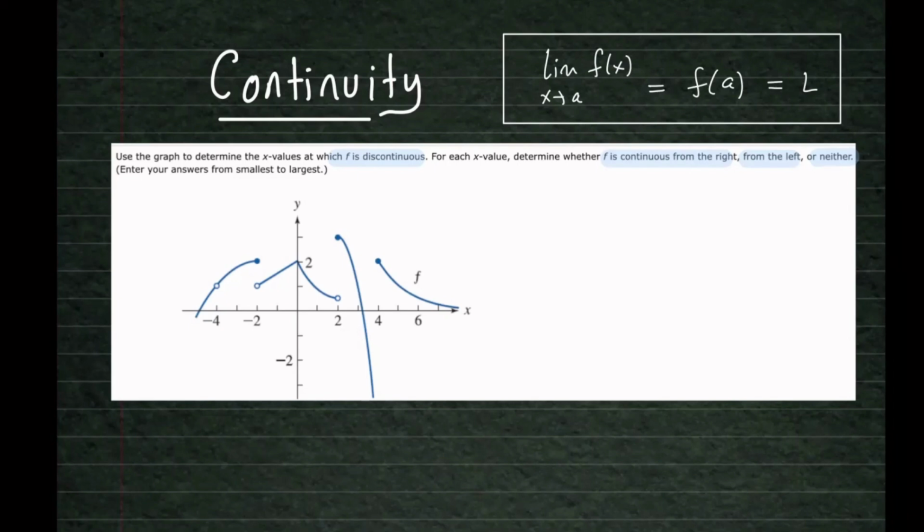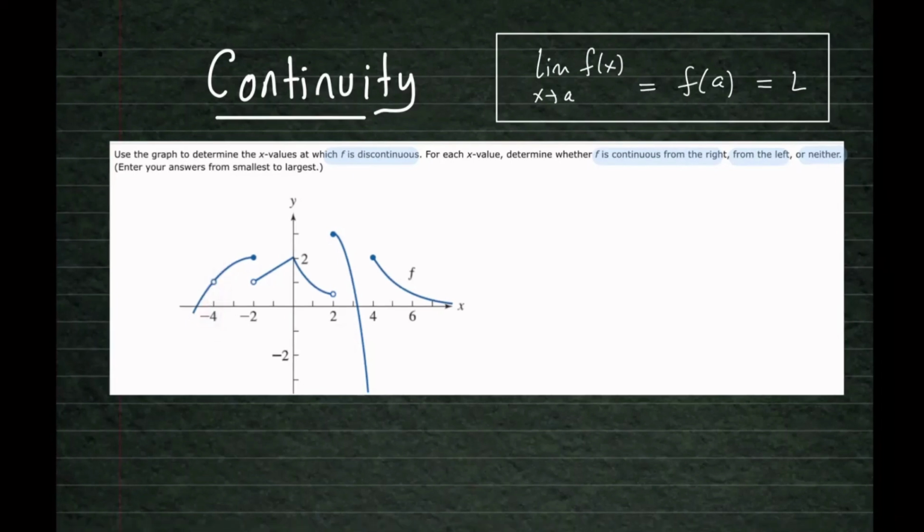So here I see a break right here. At x equals -4, this is not continuous at all. Now, let's take a look at the next place we have a break. That's this one right here at -2.